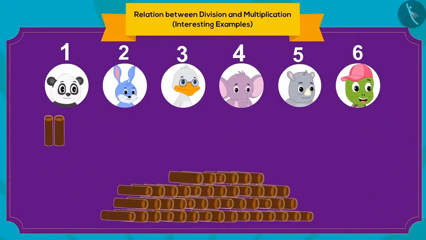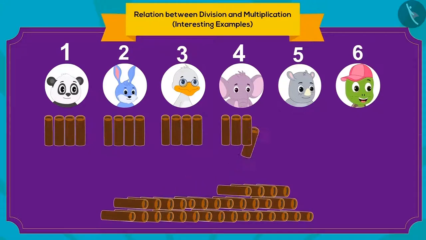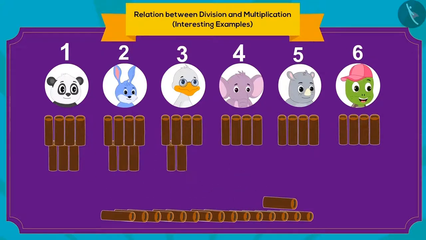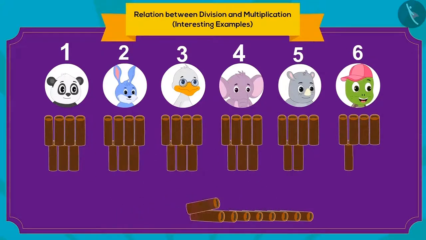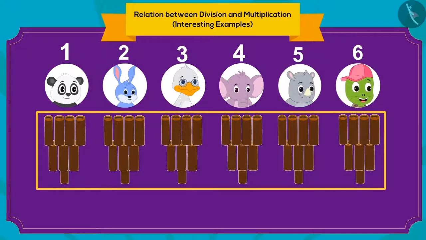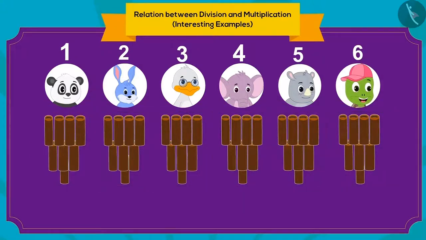To begin with, we can give four wooden sticks to each one of his friends like this. We can then further give them three sticks each. And finally, we can give one stick more to each friend. This way, we can make bundles of 8 sticks to divide 48 sticks equally among 6 friends.